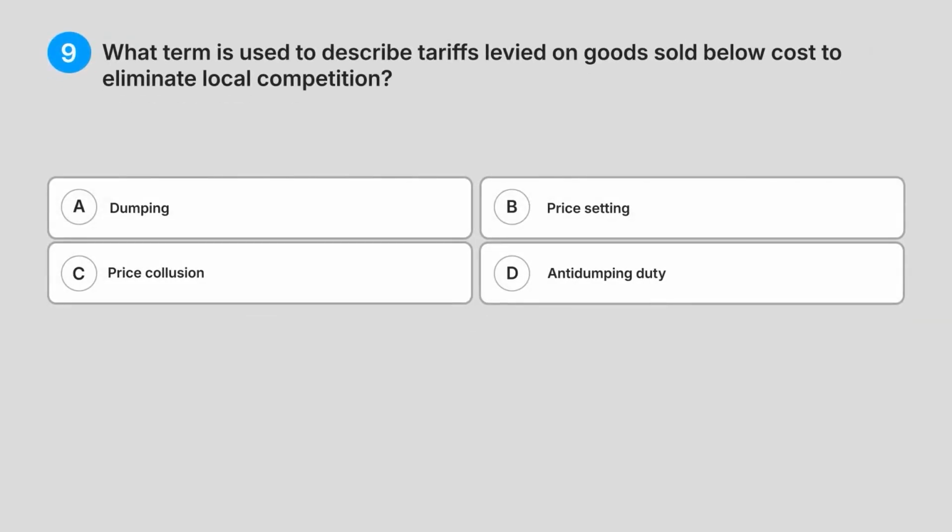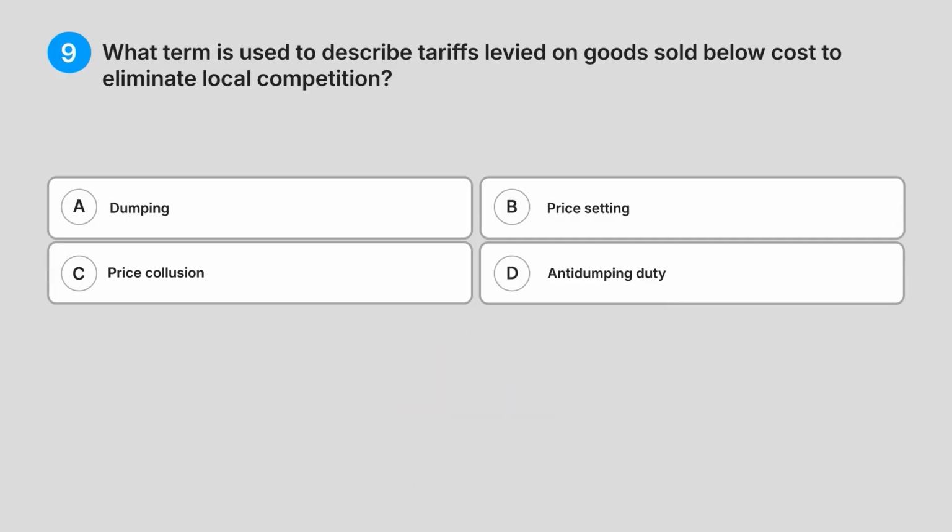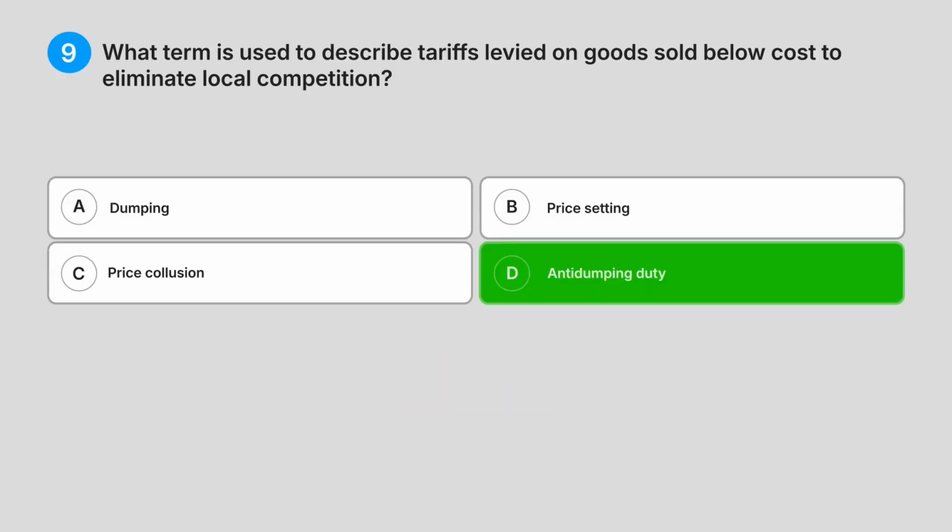9. What term is used to describe tariffs levied on goods sold below cost to eliminate local competition? A. Dumping, B. Price setting, C. Price collusion, D. Anti-dumping duty. Do you know the answer? Correct answer, D. Anti-dumping duty.